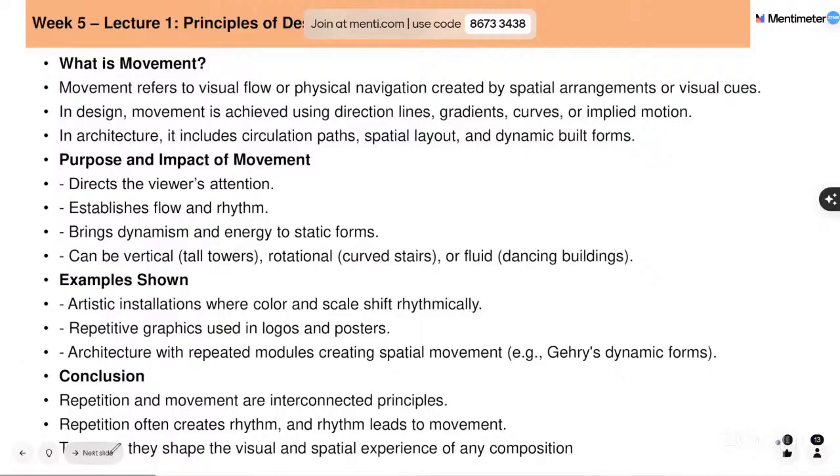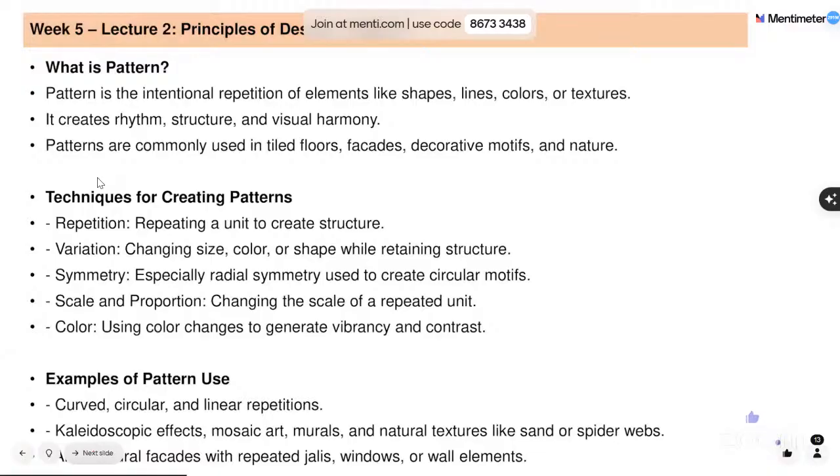Okay. Then we saw what is pattern. Now, pattern is intentional repetition of elements like shapes or lines or colors or textures. The shape can be any shape.